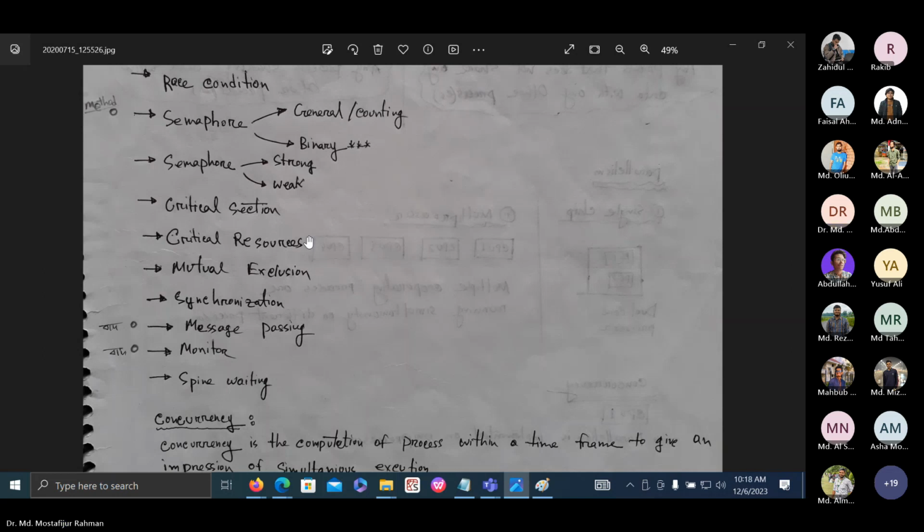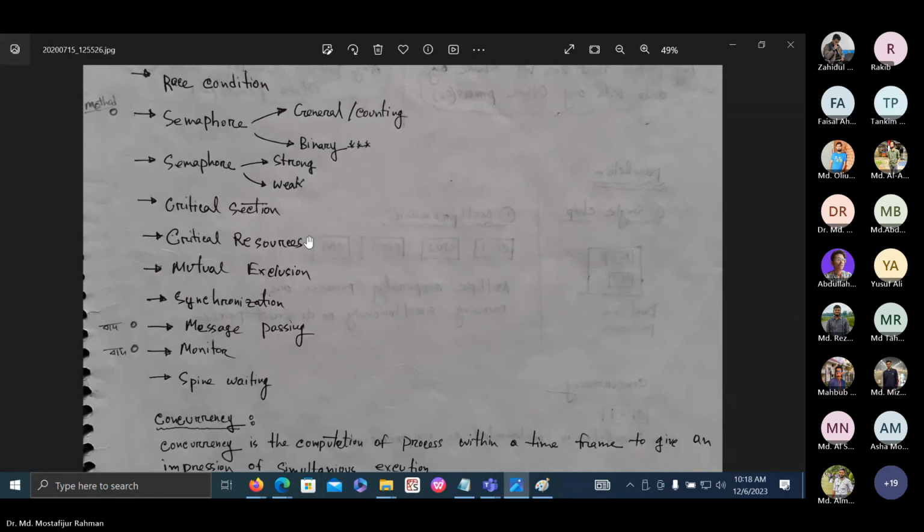Can you explain the semaphore again, please? Semaphore, I'll go into detail. Just keep in mind that there are two types of semaphore. One is general counting, another one is binary.